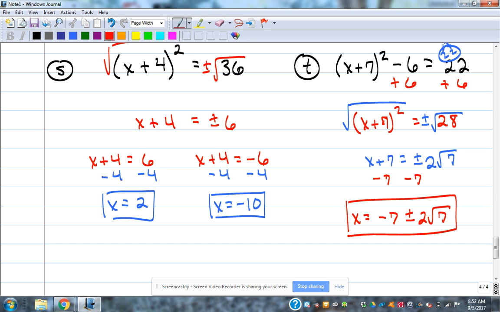That's two answers. Negative 7 plus 2 radical 7 is one answer. Negative 7 minus 2 radical 7 is the second answer. But still two answers out of that.